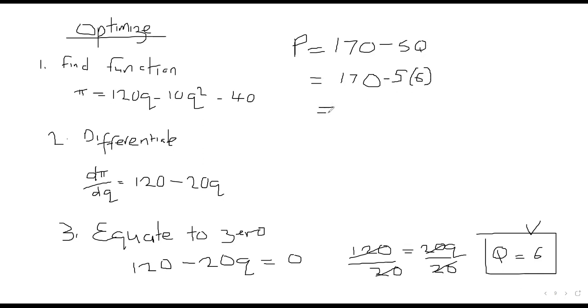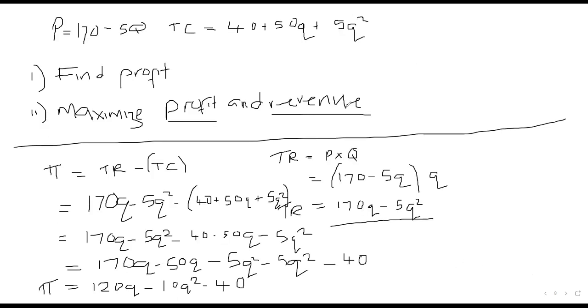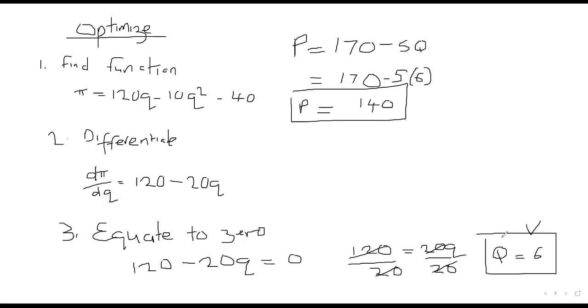So the term optimize is general. It may mean to maximize revenue, to maximize profit, or to minimize costs. Here, the question was asking us to maximize revenue and maximize profit. So we started with maximizing profit. To maximize profit, we found our output, which was 6.